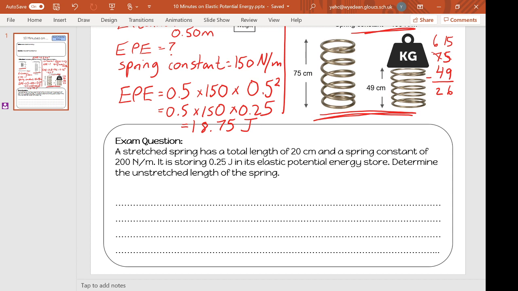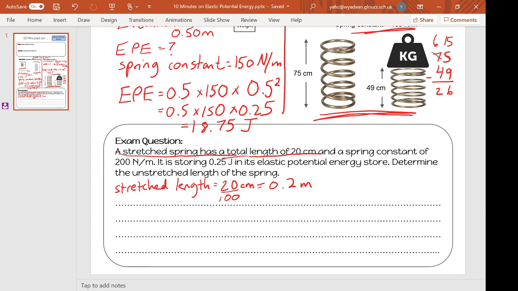So a stretched spring has a total length of 20 centimeters. Well, that's a value they've given me, and that's a stretched length, because it says a stretched spring has a total length. So I'm going to say stretched length equals 20 centimeters, and I already know that I'm going to have to change that centimeters to meters. Divide 20 by 100, and you get 0.2 meters.